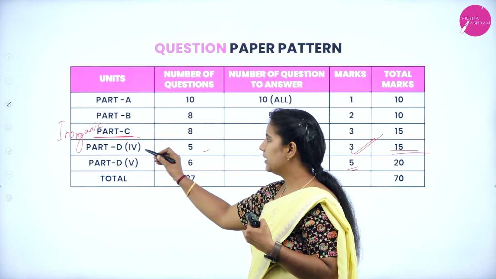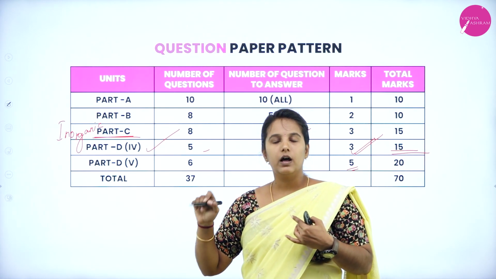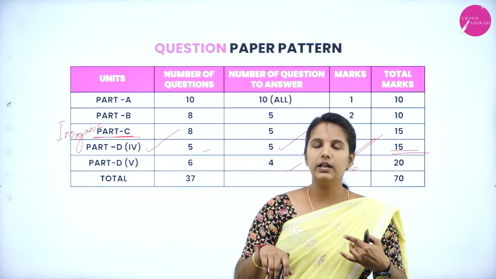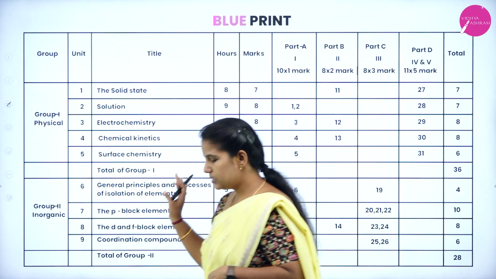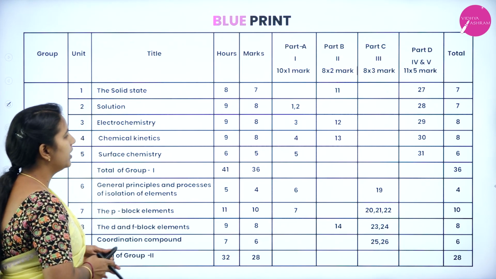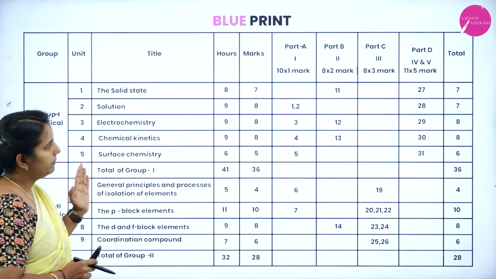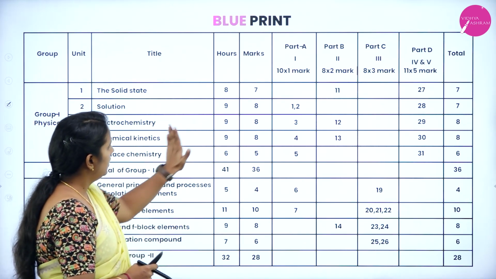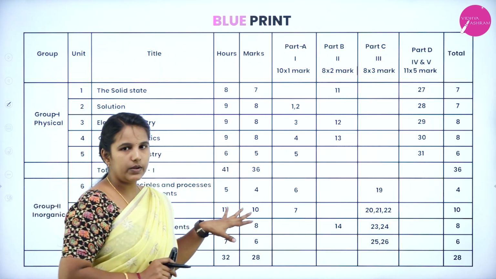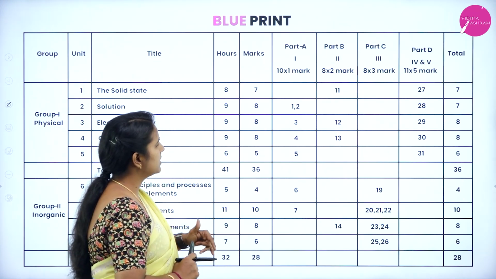Physical chemistry questions will come under part D, 4th main, whereas organic chemistry questions will come under part D, 5th main. Okay. So this is actually a blueprint of your second PUC chemistry pattern. You can see the chapters, hours and marks which have been distributed, just as we have discussed.